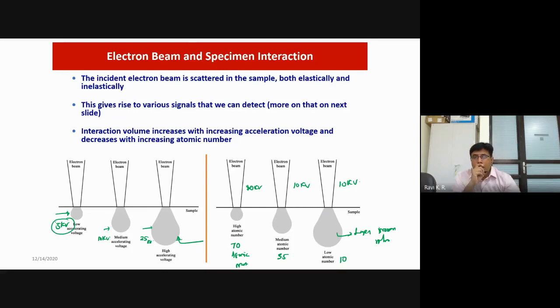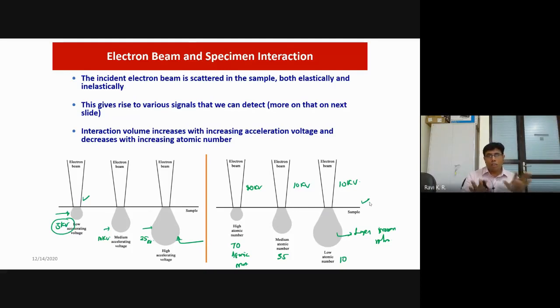Is it correct? Now if it changes, let's say I have two different materials. One is a heavy ceramic material, another is a carbonaceous low atomic number material, like tungsten and carbon. Then the operating voltage is not actually a constant. So the interaction volume is changing as a function of voltage, and also as a function of atomic number.